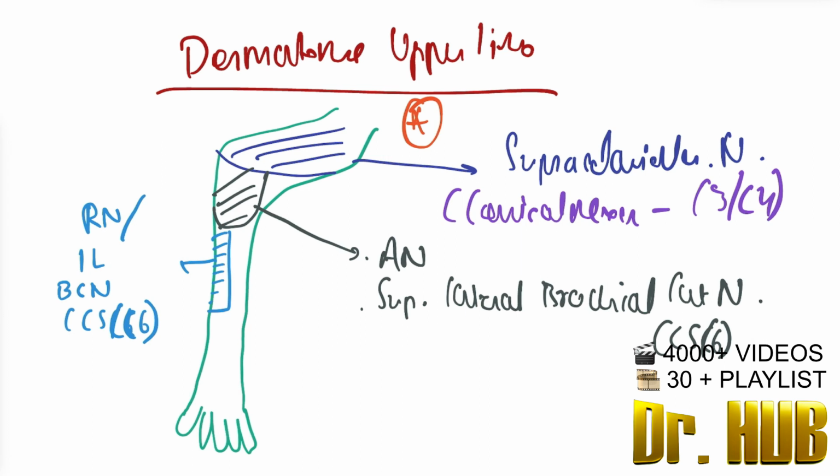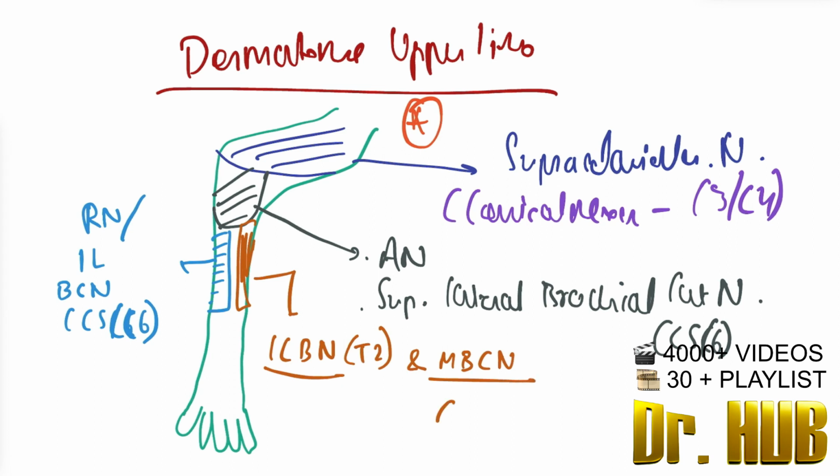Then on the medial aspect, there is the intercostobrachial nerve, written as ICBN, that is concerned with T2. And the medial brachial cutaneous nerve, that is C8, T1 and T2.